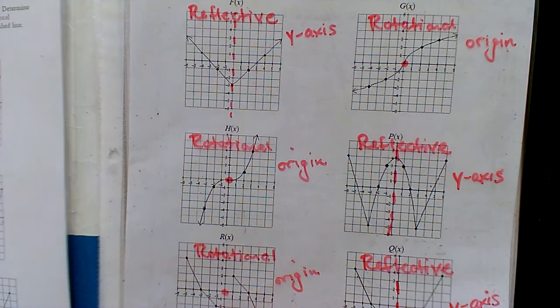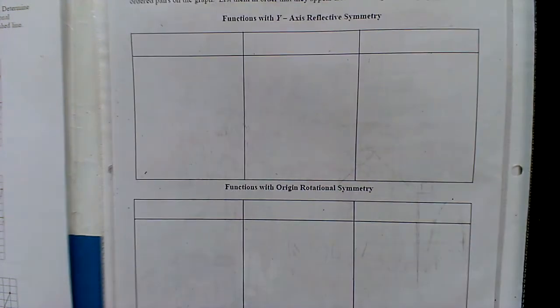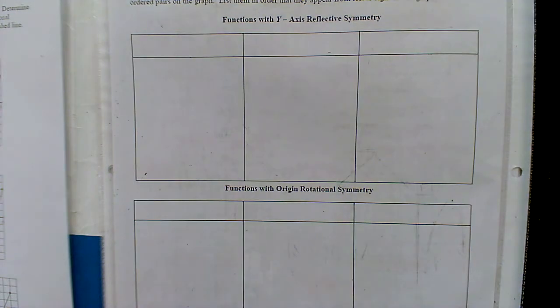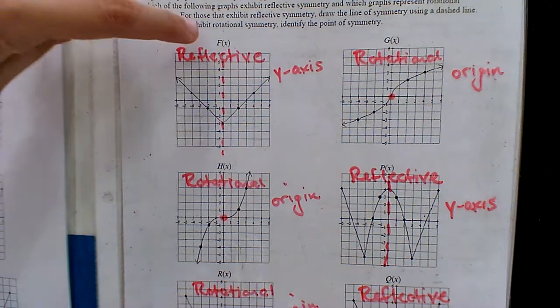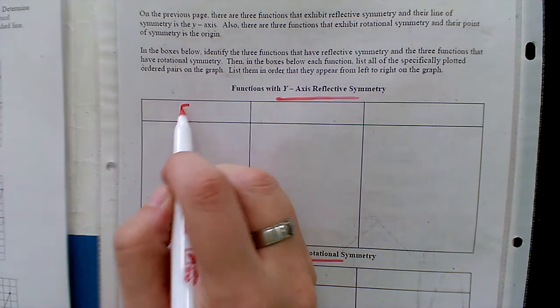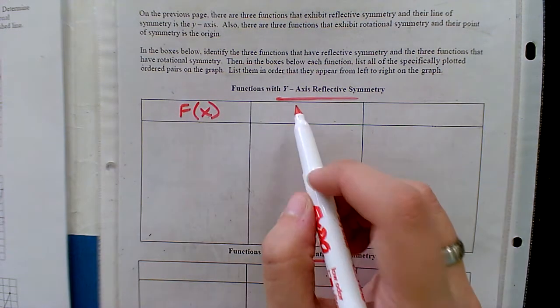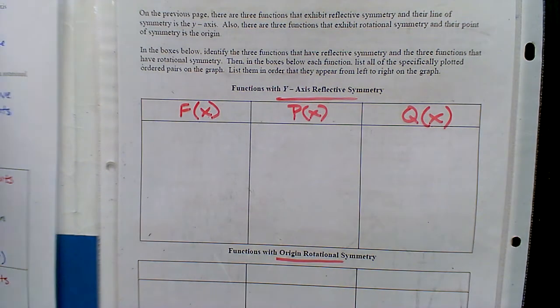So what I need you to do is take that paper out of your binder, if you have it in there. We're going to do some flipping back and forth. On the next page, we're going to list those y-axis graphs that we identified and those origin graphs that we identified. On the front page, notice how the y-axis functions were f of x, p of x, and q of x. So in our y-axis table, we're going to label f of x, p of x, and q of x.